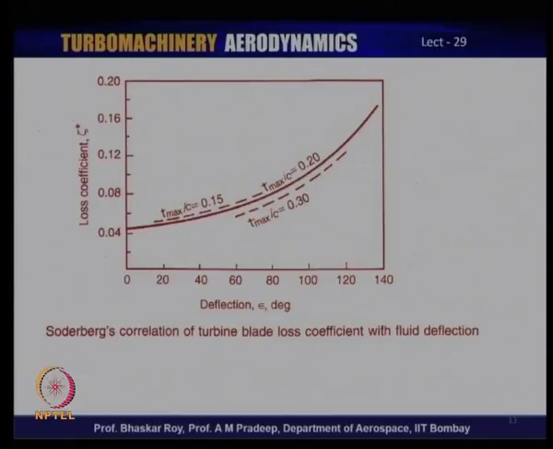This is the loss coefficient in terms of a certain correlation created by a gentleman called Soderberg, and this gives the loss coefficient with the deflection of the flow. And as you can well imagine, as the deflection of the flow, that is beta 1 plus beta 2 or alpha 1 plus alpha 2 increases, at a certain point of time the loss would indeed start increasing. These are given in terms of T by C of the blade, 15%, 20% and 30%. And as you can see, the initial losses were very high, but you can have losses that are a little lower if you have control over the blade profile.